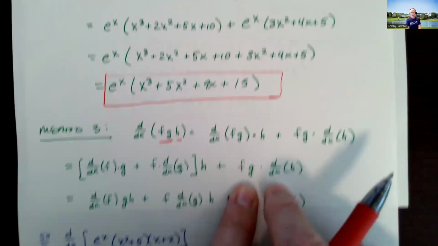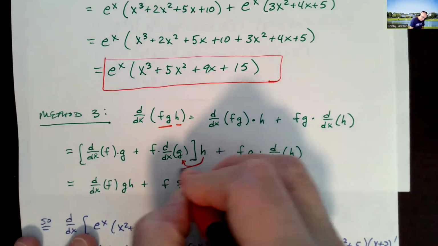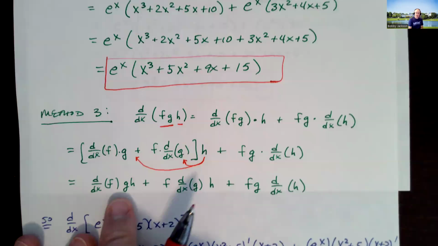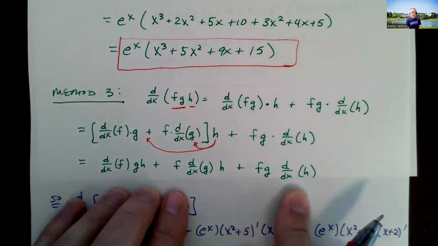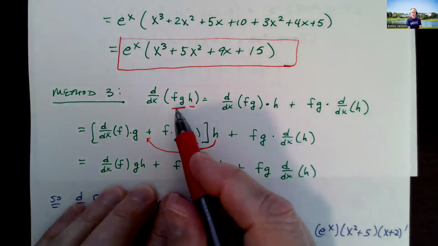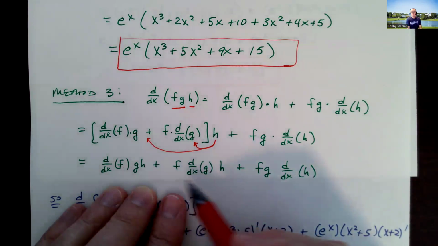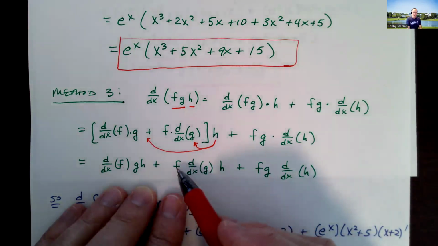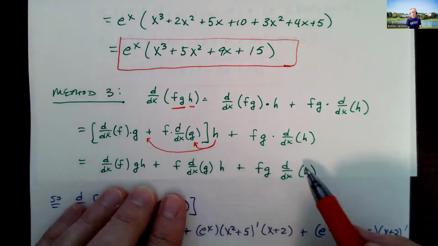I just recopy this, and then I distribute the h through here. And here's what I end up with then, right? And take a look at this very carefully, what this is saying. If I have the derivative of three functions, how do I do it? Well, I take the derivative of the first function times the second and third, plus the derivative of the second one times the first and third, plus the derivative of the last one times the first and second. And so all you have to do is think of that pattern.